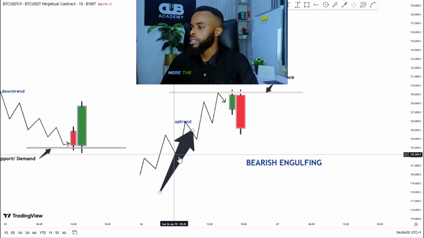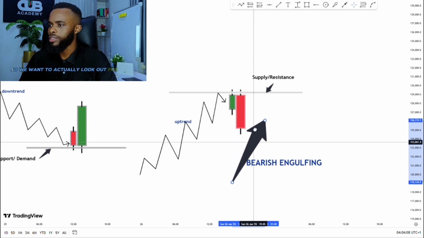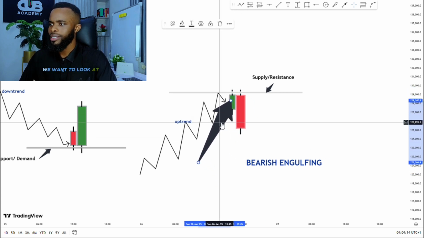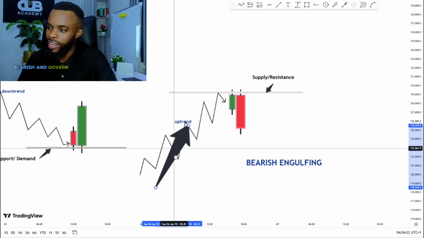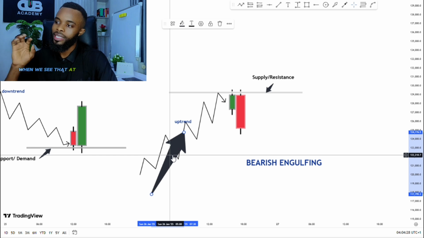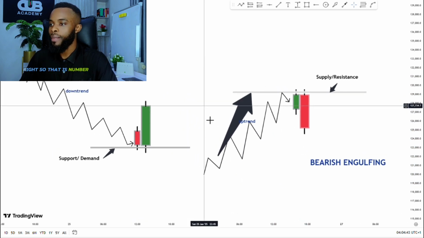Here, for the bearish engulfing, let's say the market was previously in an uptrend, going up. We want to look out for this bearish engulfing on the key resistance level or supply zone. We want to look at where this bearish engulfing actually forms. We don't want to take any trade whenever we see this bearish engulfing in the middle of the market right here. We want to take the trade when we see it at the supply level or resistance level, so that we can take a quick decision to sell the market to the downside. So that is number 2.